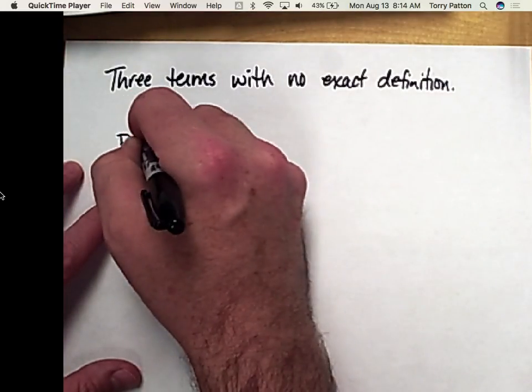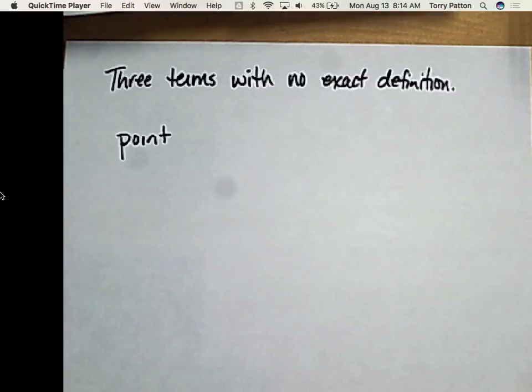The first one is point. How could you define point? You would say it's a point. There's no real definition, it's an exact location, right? Like if we're talking about a point in this room, if you look at the tip of my marker right here, that is a point. That's a place in this room, right? So a point is a point with exact location, okay? You can't really define it.